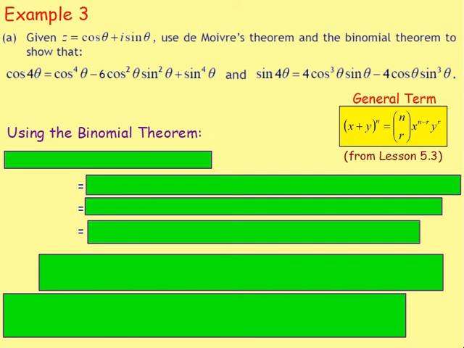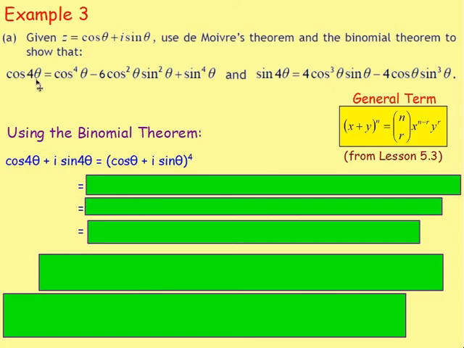So for part A, given z equals cos theta plus i sine theta, use de Moivre's theorem and the binomial theorem. So starting that off, let's use the binomial theorem. So how do we get the 4 there? Well, we know that in order to go from cos theta plus i sine theta to having 4, we're going to have our polar form all to the power of 4.